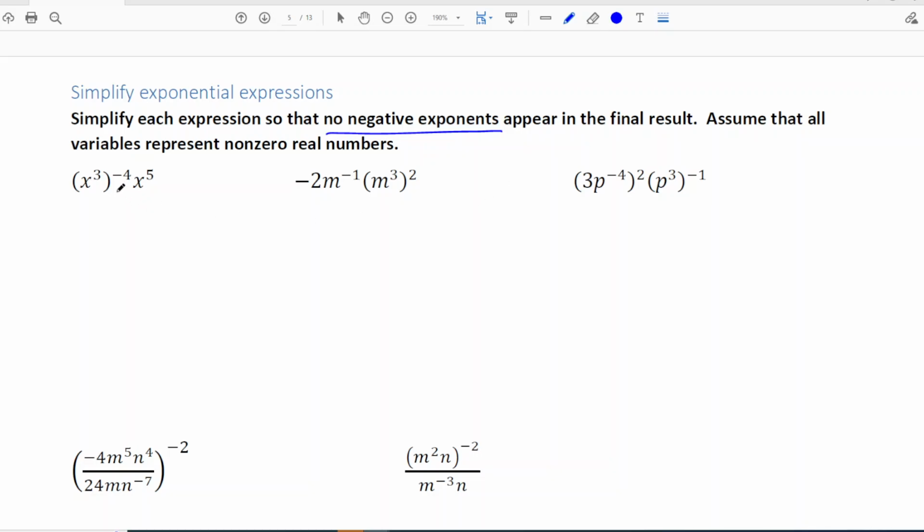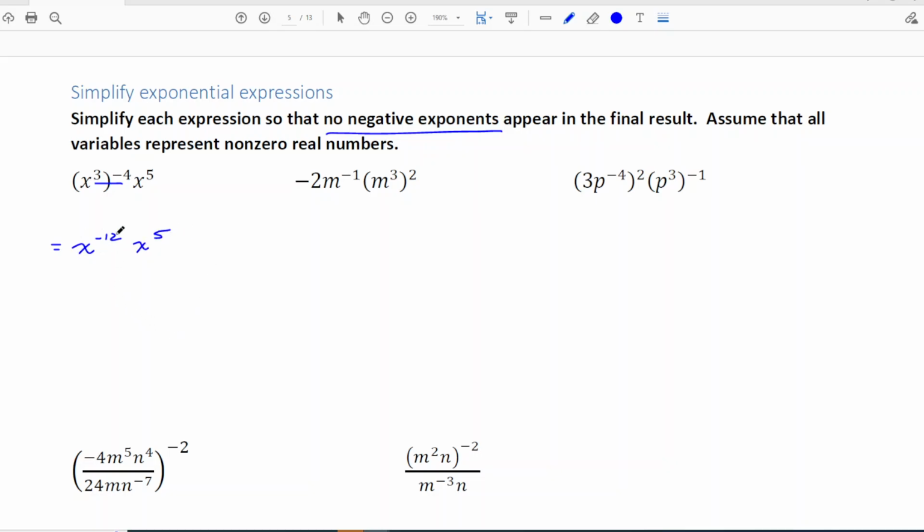When I look at this first question, I hope you see a power rule, but you also see a product rule. Well, exponent laws follow BEDMAS. So I'm going to do the exponent first, followed by the multiplication. So the first thing I'm going to do is that this is x to the negative 12, right? So I multiply the exponents. Now times x to the negative 5.